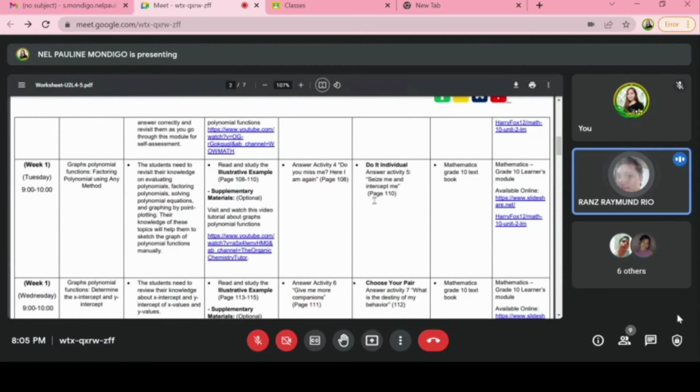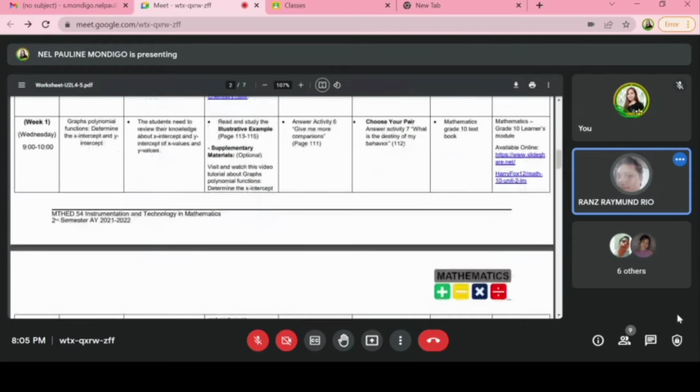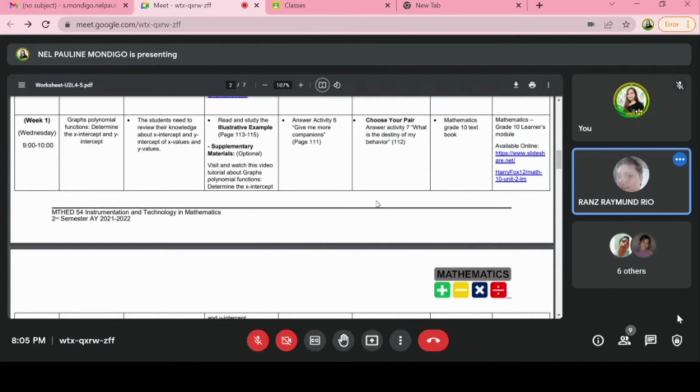And for the independent practice, answer activity 6, Give Me More Companions, page 111. For the assessment, choose your pair. Answer activity 7, What Is the Destiny of My Behavior, which is located on page 112. For the ICT integration, the hardware is the Mathematics Grade 10 textbook. For the software, it is online, which is the Mathematics Grade 10 learning module.